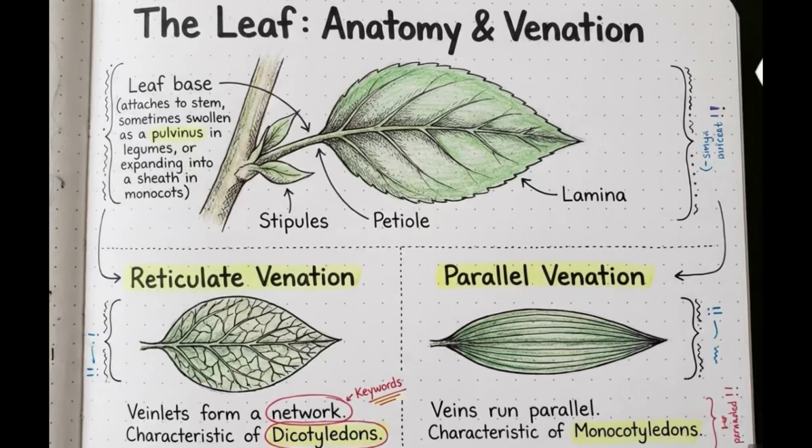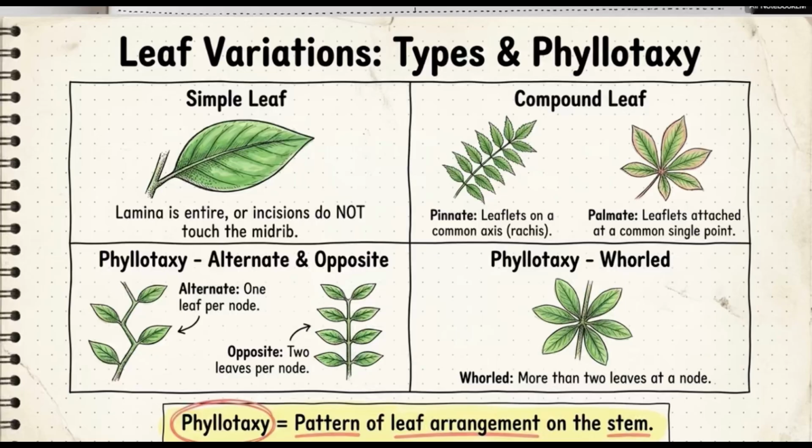Exactly. Yeah. But it's not just how the leaf is built internally, it's how the plant chooses to arrange those leaves on the stem. Which is called phyllotaxy. Phyllotaxy, yes. And the sources list 3 main patterns here. Alternate arrangement, where you just have one single leaf per node, staggering left, right, up the stem. Like stairs? Yeah. Then opposite arrangement, where 2 leaves sit at the same node, staring directly across at each other.